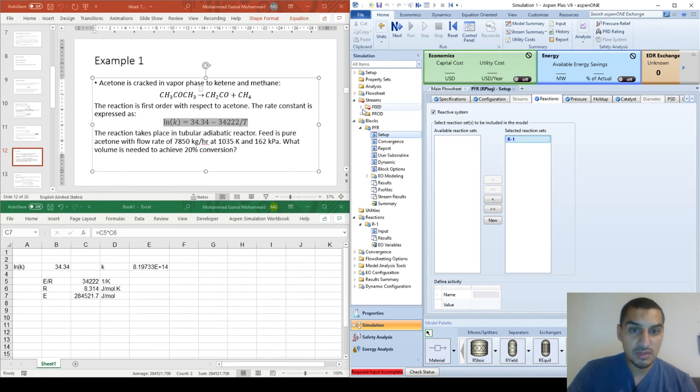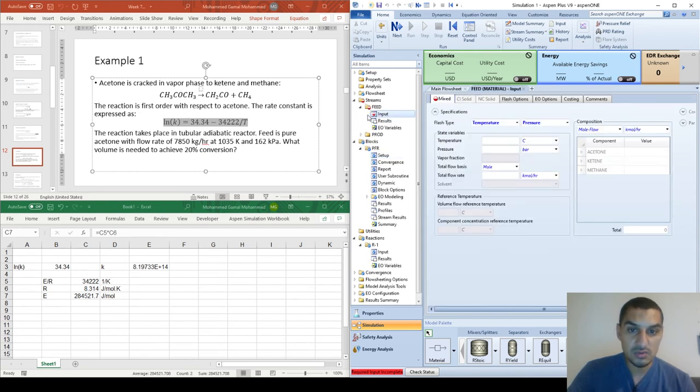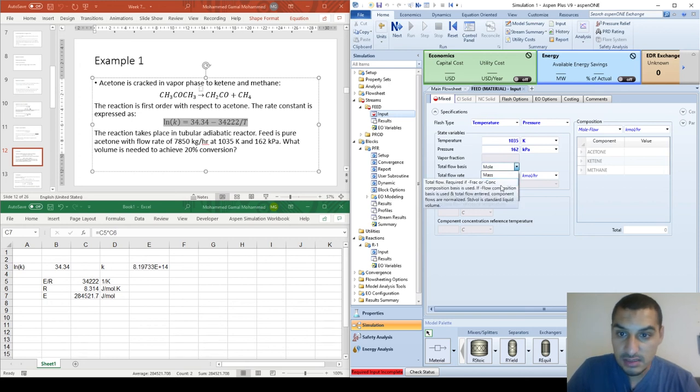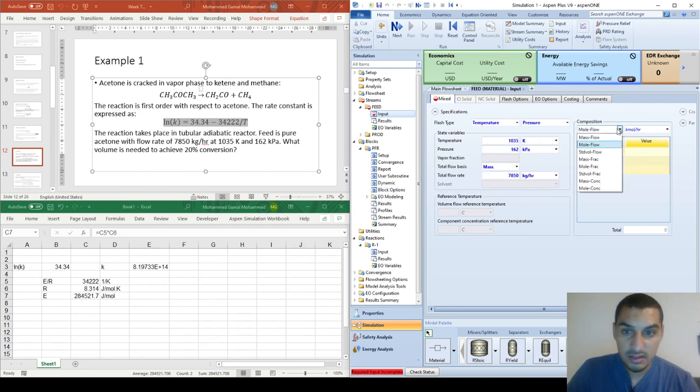There is one problem here that I forgot to do, which is defining the feed stream, which is the feed at 1035 Kelvin and 162 kilopascal. The flow basis here is kilogram per hour, so it's mass, it is 7850. The feed is pure acetone, so for the mass fraction it's going to be 1 for acetone.